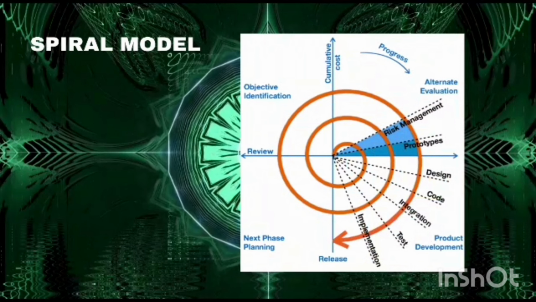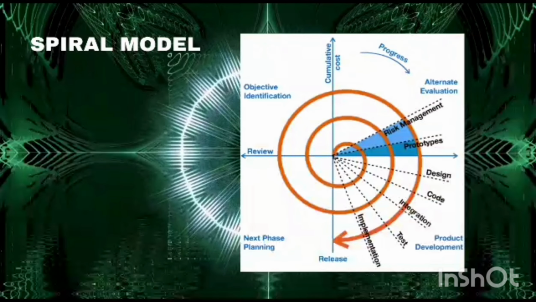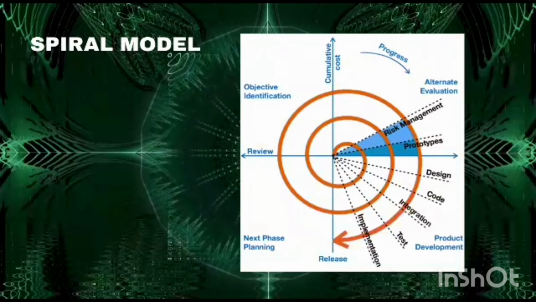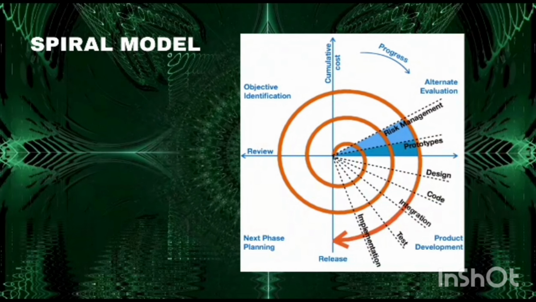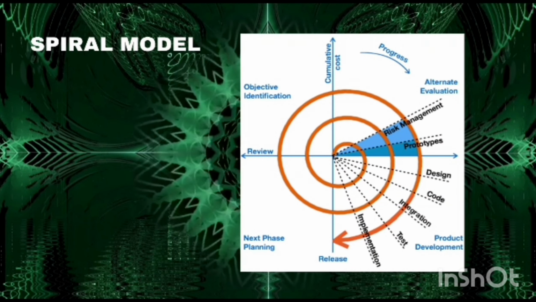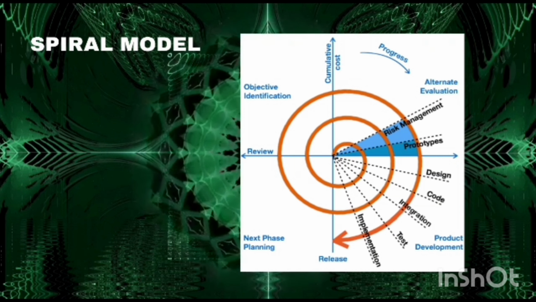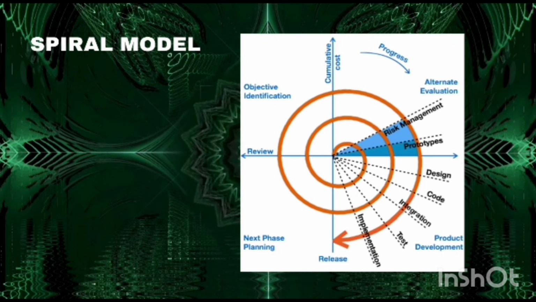Now the next model is the spiral model. The spiral model combines the idea of iterative development with the systematic control aspects of the waterfall model. This spiral model is a combination of the iterative development process model and the sequential linear development model, that is, the waterfall model, with a high emphasis on risk analysis. It allows incremental releases of the product or incremental refinement through each iteration around the spiral.